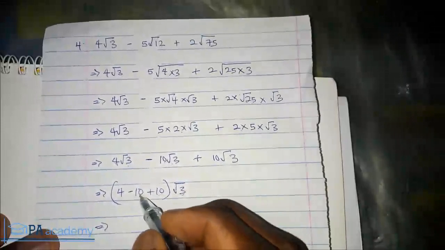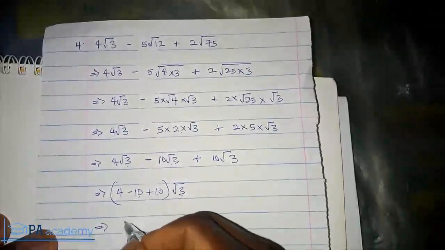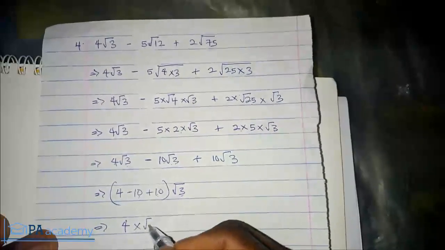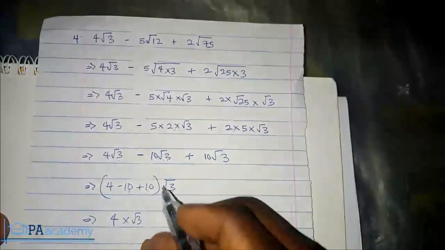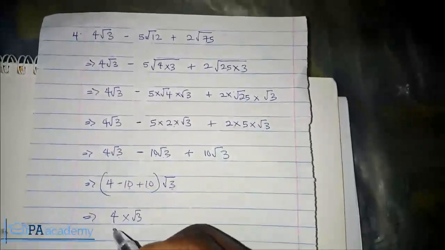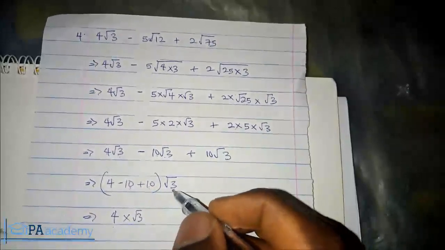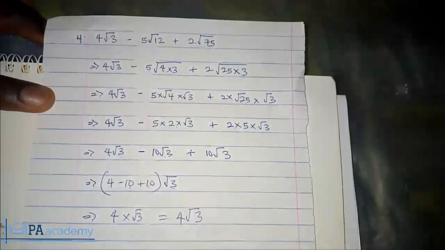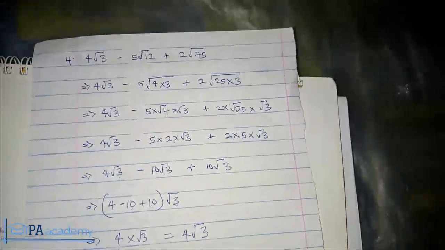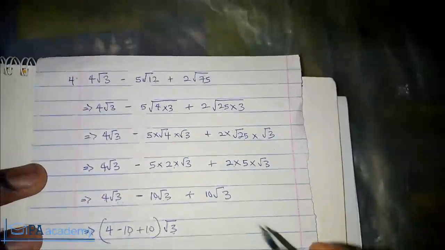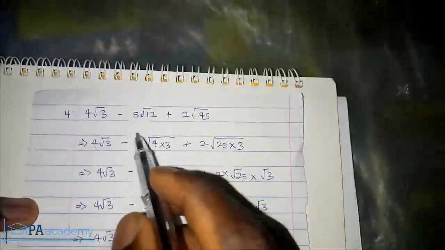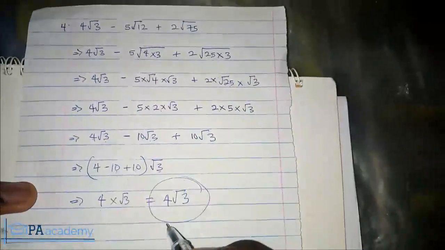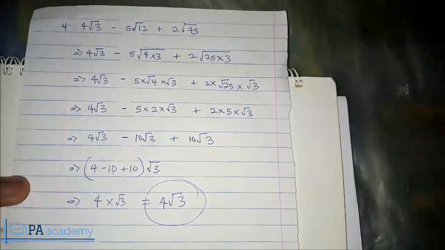So if we have 4 minus 10 plus 10, that will give us 4. So we multiply it by the root 3 that is outside of the bracket, because it's what is in the bracket that gave us 4. So if you multiply the 4 by root 3, our answer will be 4 root 3. So that's the answer to question number 4. So the answer to 4 root 3 minus 5 root 12 plus 2 root 75 will give us 4 root 3.